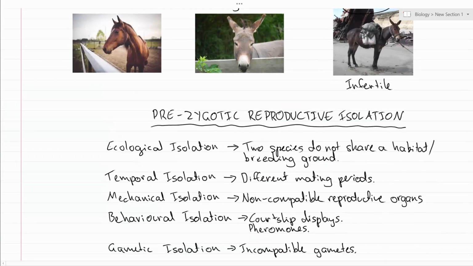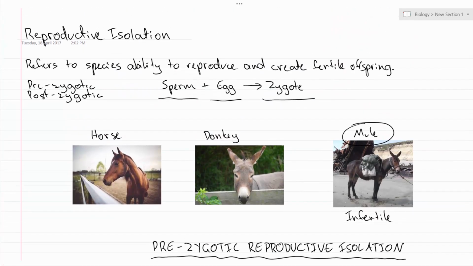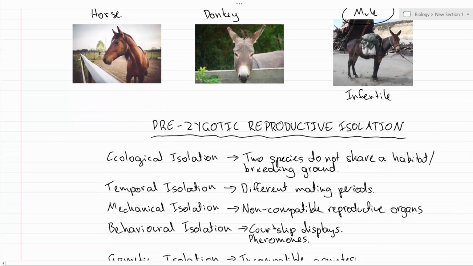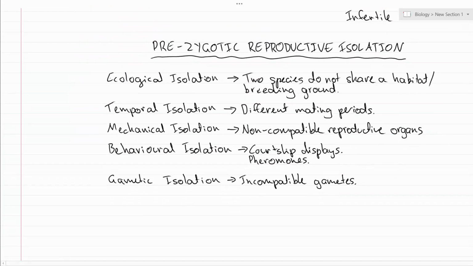To summarize, reproductive isolation is the main mechanism we're able to use to determine whether we've got different species. This can be post-zygotic. If two different species can form a zygote through the fusing of a sperm and an egg, they may be able to produce progeny, but it will be infertile or not be able to survive to reproductive age. Or we can have pre-zygotic, so before a zygote is formed, reproductive isolation through ecological, temporal, mechanical, behavioural, or gametic isolation.